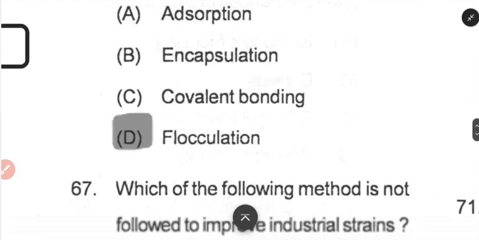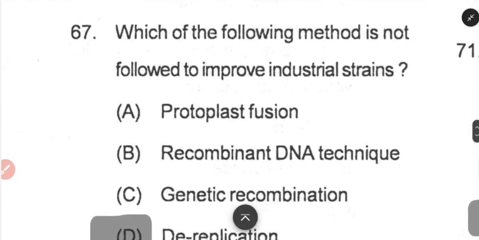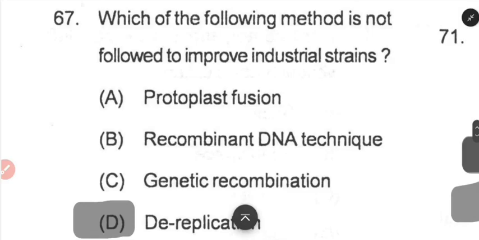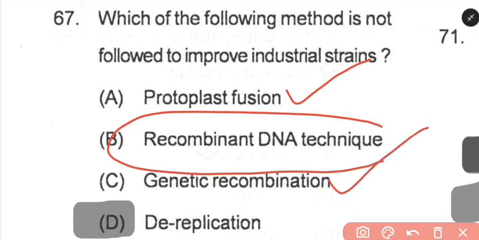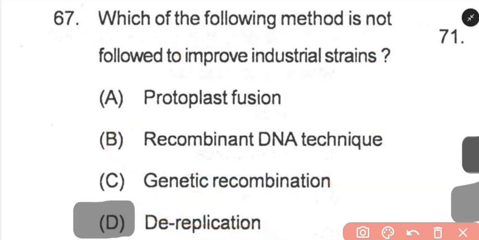Next question. Which of the following methods is not followed to improve industrial strains? We utilize protoplast fusion, recombinant DNA technology obviously, and genetic recombination. All these things we utilize to improve our industrial strains, but de-replication is not used.